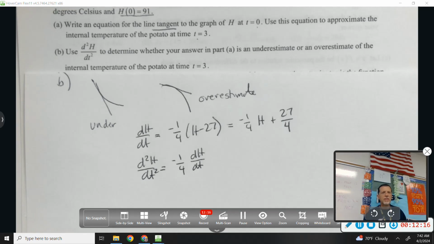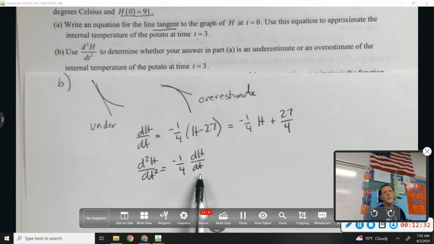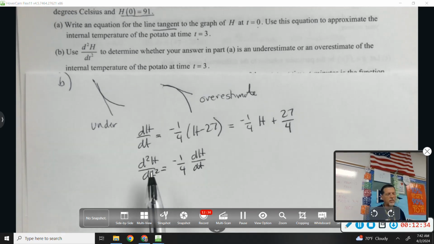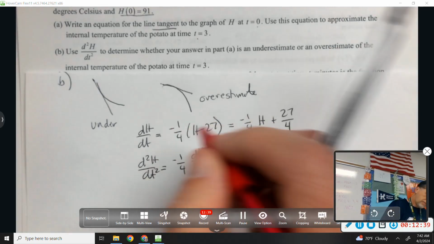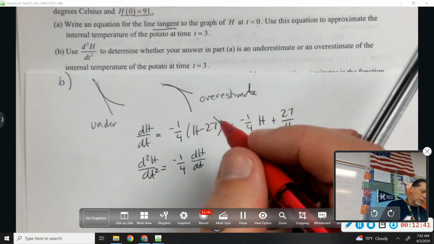So let's see, a couple things we could do from here. We know dH/dt at time 3. No, we know it at time 0, which is enough. So I could plug in the slope at 0, and that would tell me the second derivative at time 0. That'd probably be the easier way.